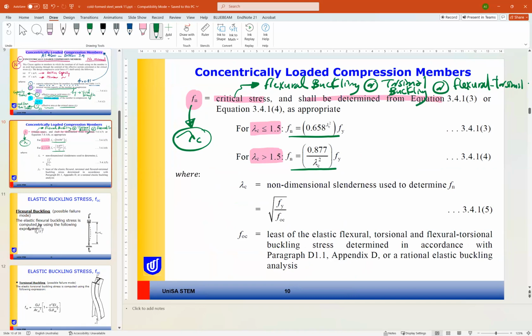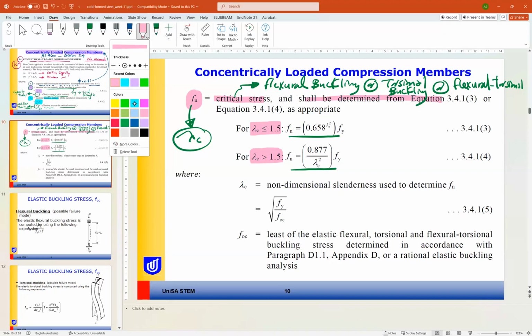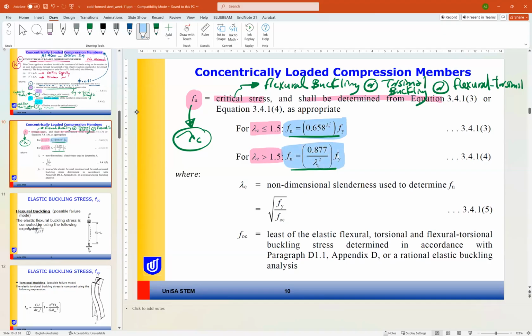So it is like we have three cases and we will pick the critical from the three. Okay, so to find the value of Fn, we need first to find lambda C. How can we find lambda C, guys, here? Using this formula here. And what is lambda C? Lambda C is the non-dimensional slenderness ratio to find Fn.